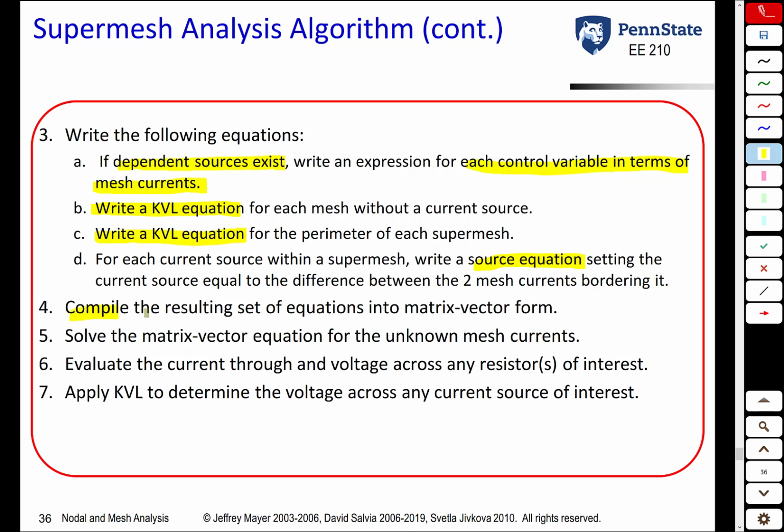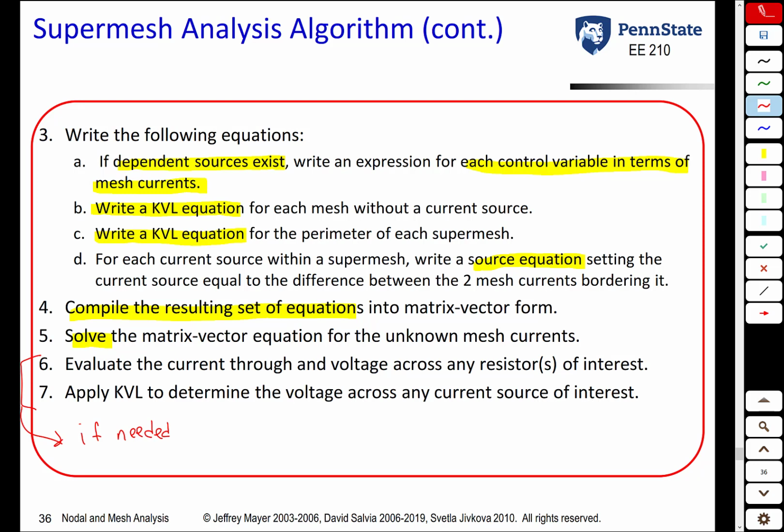So you compile the equations and you solve, either using Math 220 techniques or other techniques to solve systems of simultaneous equations. Finally, if necessary, these last 2 steps are if necessary, and that depends on what the problem is asking for. So if needed, once you know all the mesh currents, if you want to find the voltage across a resistor, for example, you can do so by using Ohm's law.